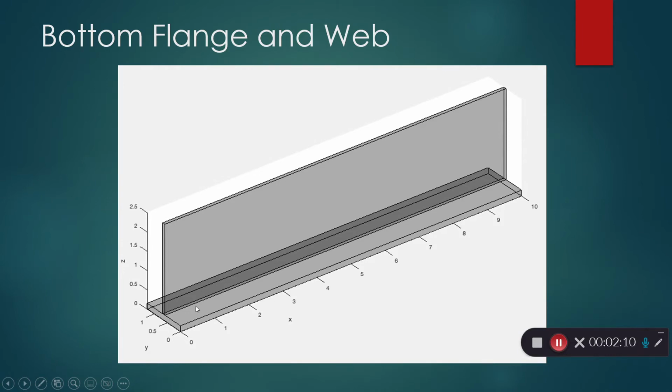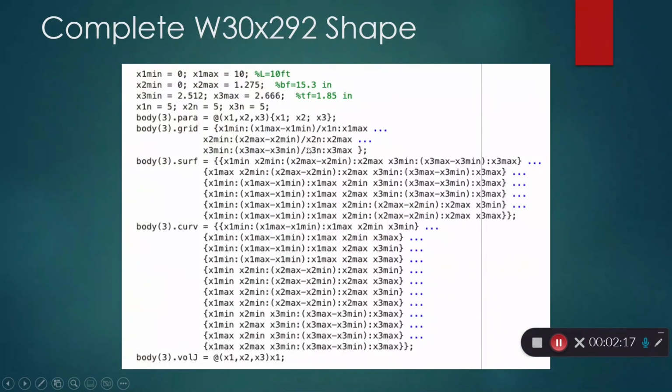And here is that second body added on top of the bottom flange. Now moving on to the complete shape. So this is when I added on the top flange. And again, it's just like the web itself. It's 0 to 10 for the length, and then 0 to 1.275 for the actual width of the top flange. So this is the same as the bottom flange.